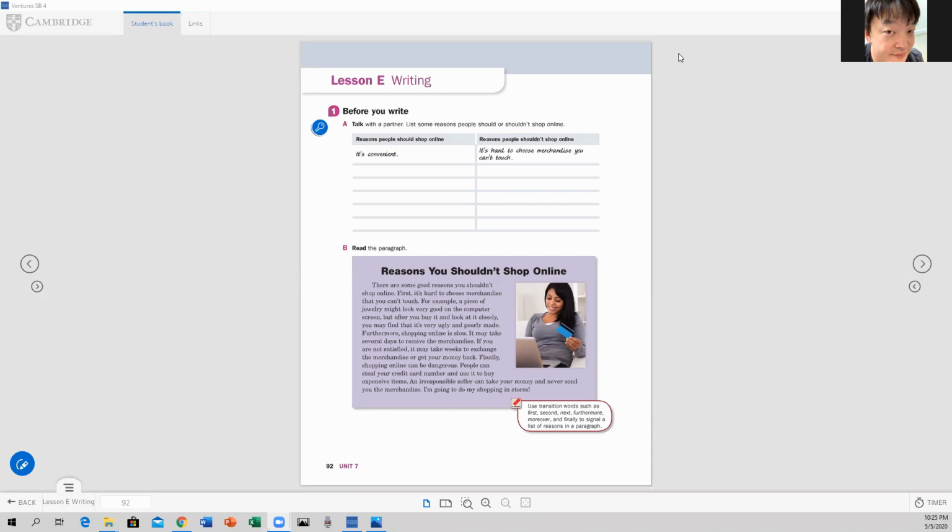Hello everyone, now we are on lesson E. We are gonna practice our writing skills now. So what I need you to do is to open your student book on page 92 and let's start practicing our writing skills. Student book, page 92.